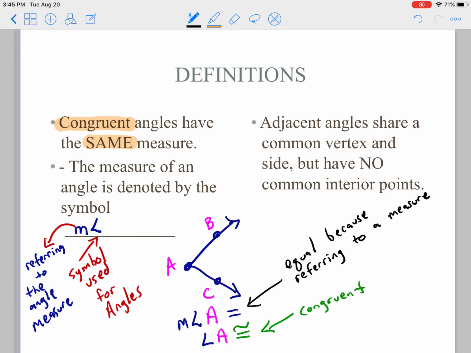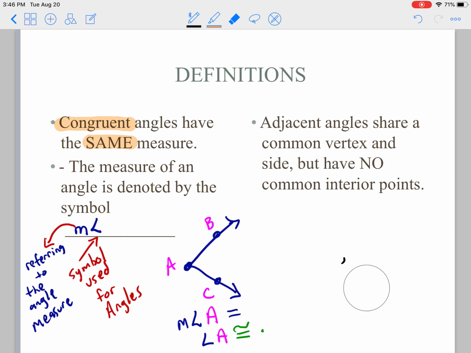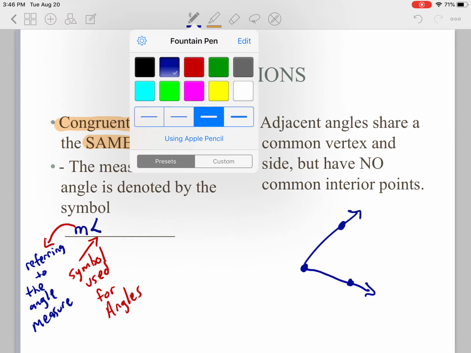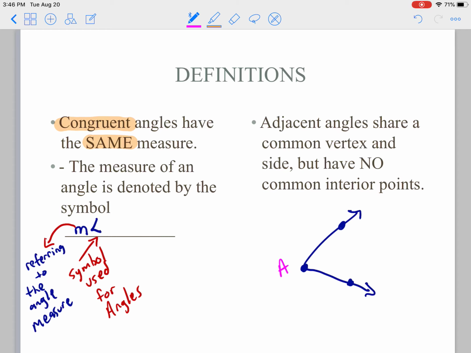Okay? So now adjacent angles share a common vertex and a side, but have no common interior points. So I'm going to need to erase here for a moment. Okay, so I'm erasing this. And I'm going to once again draw an angle using two rays, and I'm A, B, and C.